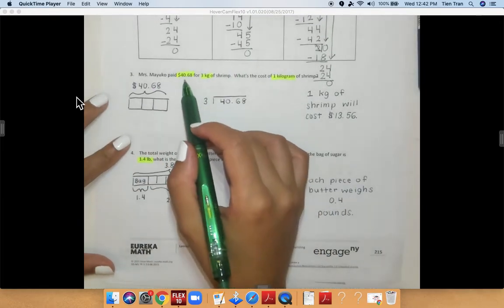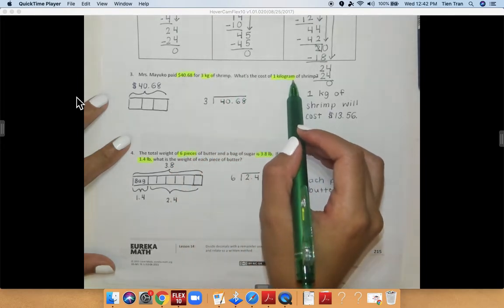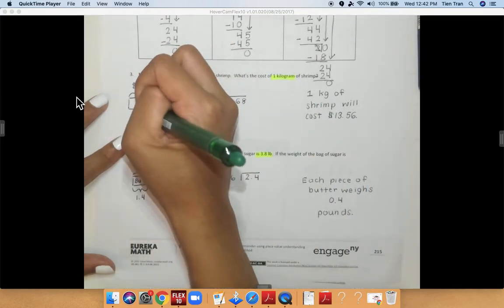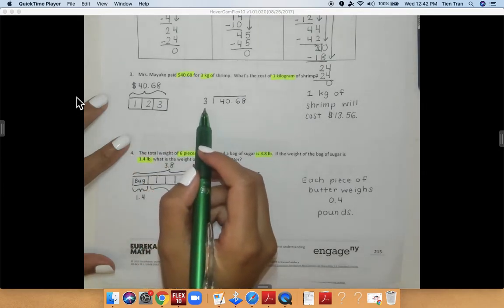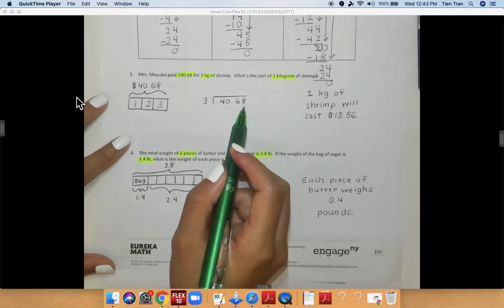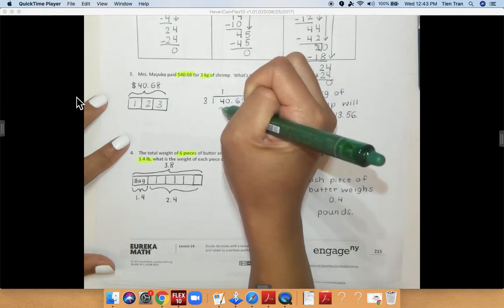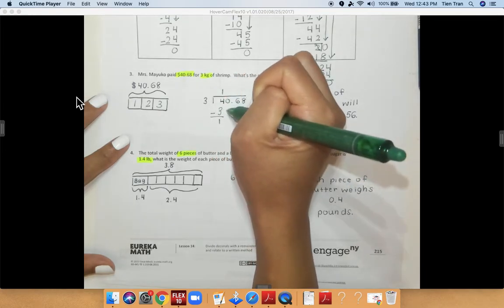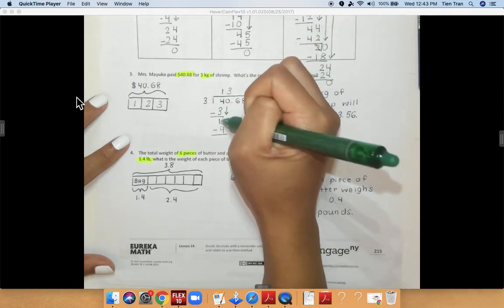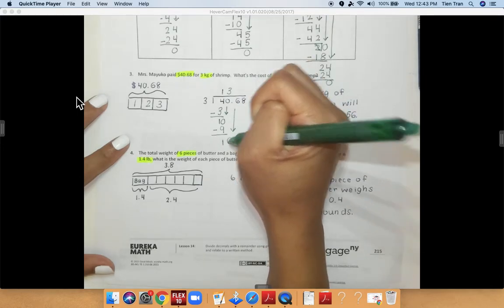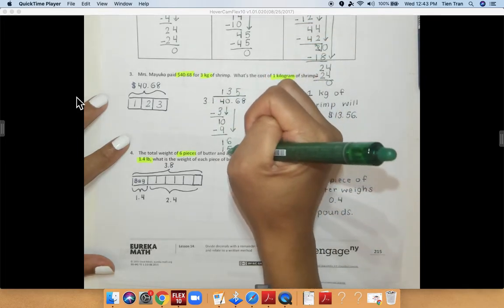Mrs. Mayuko paid $40.68 for 3 kilograms of shrimp. What's the cost of 1 kilogram of shrimp? So we know that she paid for 1, 2, 3 pieces, right? So in order to find that number, I'm going to divide 3 divided into $40.68. I know that 3 can go into 4 1 times, because 3 times 1 is equal to 3. 4 minus 3 is equal to 1. Bring down my 0. 3 can go into 10 3 times. 10 minus 9 is equal to 1. Bring down my 6. 3 can go into 16 5 times, because 3 times 5 is equal to 15.